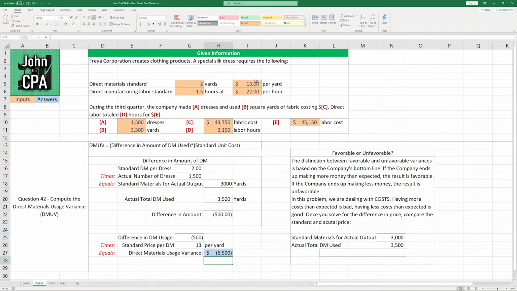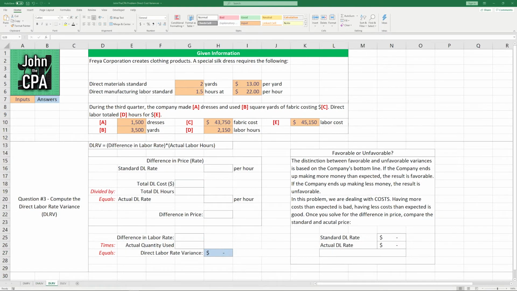That's not very good. So because we used more materials than we should have, or more materials than we expected, the actual is greater than the standard here. Just put in other words, that's unfavorable. We used too many. So the direct materials usage variance for this problem is $6,500 and it's unfavorable.